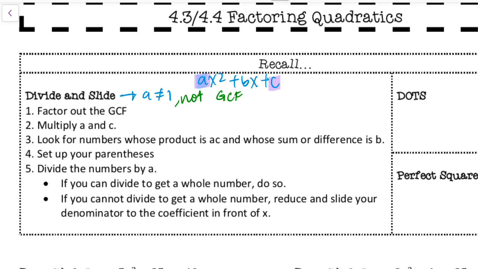You set up your parentheses. You always start by putting your variable first. And you will say, okay, these would be my numbers, my signs are the same or different, and so it's going to look something like this. Then what you do is you divide your numbers by A. If it reduces to give a whole number, perfect, you're done. But if it doesn't reduce to give you a whole number, you end up sliding whatever that denominator was in front of your x, still inside your parentheses though. That's important.